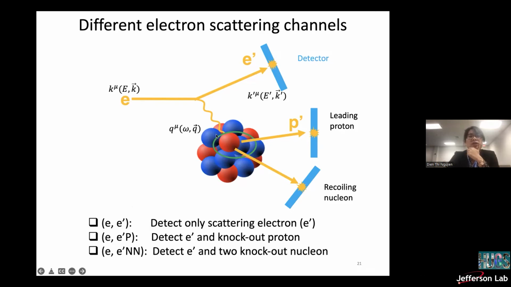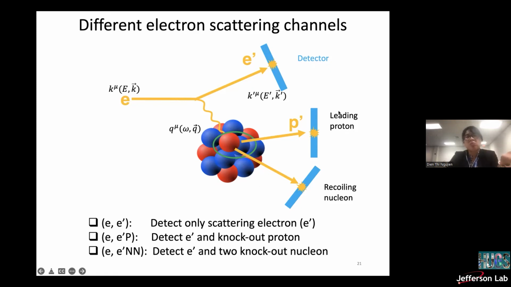So we can also detect the leading proton. What does that mean? We knock out a proton inside the nucleus and it comes out, and we detect both the outgoing scattered particle and the knocked-out proton. Then that channel is the E prime P measurement.